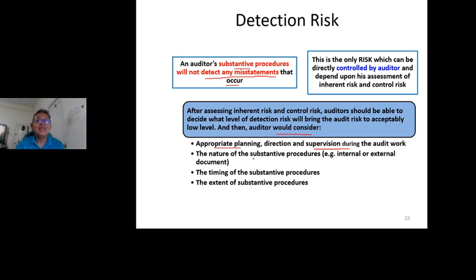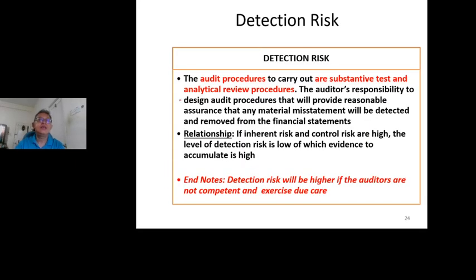And then the nature of the substantive procedure: they have to have a very good and proper substantive procedure, and sometimes they need an extensive substantive procedure. The timing should be proper, and also the extent of the substantive procedure needs to be proper as well. So these are the things that help to minimize the detection risks. Now again, detection risks relate to the audit procedures. The audit procedures carry out a substantive test, as I said earlier, and an analytical review. The auditor can do the audit test using both substantive tests and analytical review.